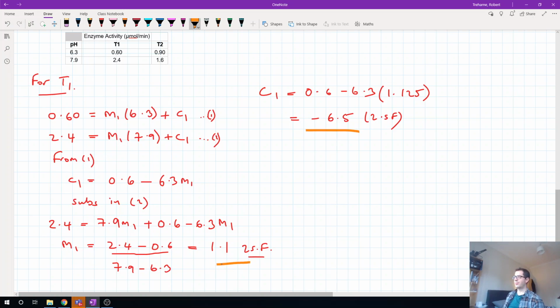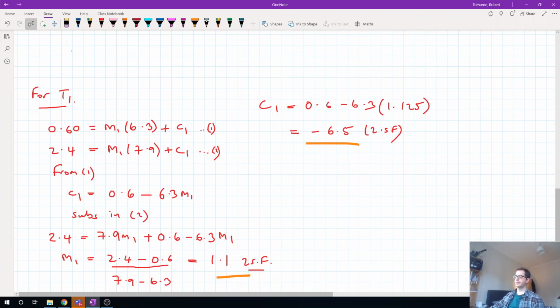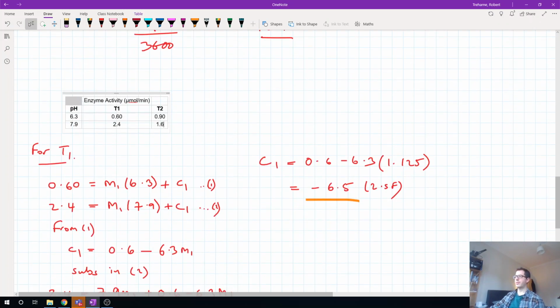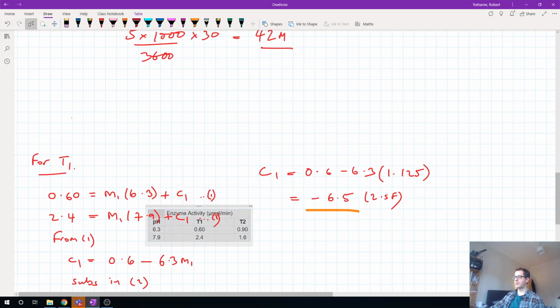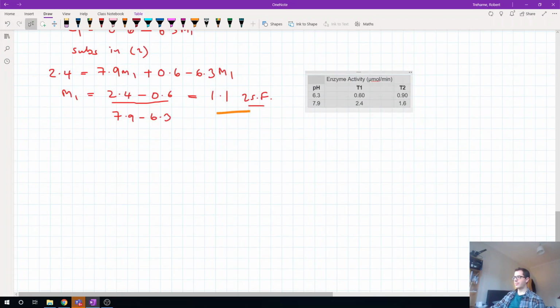Okay, and what I'm going to do now is the same for temperature 2 as well, right? So I'll bring this down. Oops. Can I move that now? Let's put this over here. I'll put it back where it was. There it is, that's what I wanted to do. Put it over here this time.